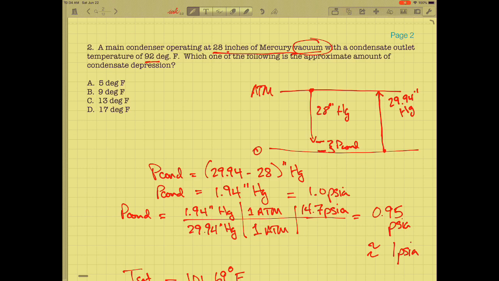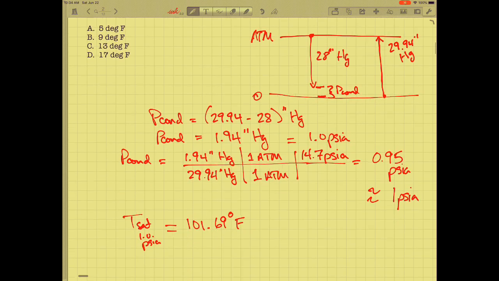A main condenser operating at 28 inches of mercury vacuum, or 1 pound back pressure, absolute, with a condensate outlet temperature, that means water going out of the condenser, is 92 degrees Fahrenheit. So what's the state of that? You know already, right? You know it's going to be subcooled liquid. Which of the following is the approximate amount of condensate depression? Oh man, it's easy. Okay.